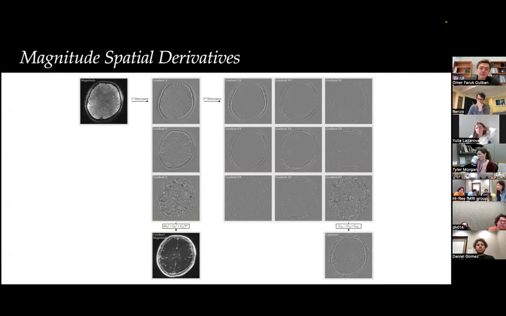So spatial derivatives are in general very useful in image processing or image analysis contexts. For instance, here you can see that we start from a magnitude image and we can compute the first derivative of it, which means that you compute the rate of change over three cardinal axes of the image, that is x, y, z, as I denoted here.